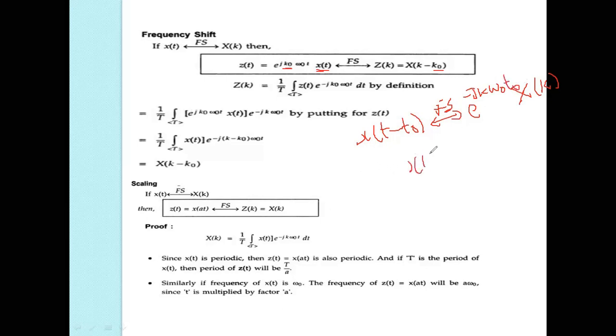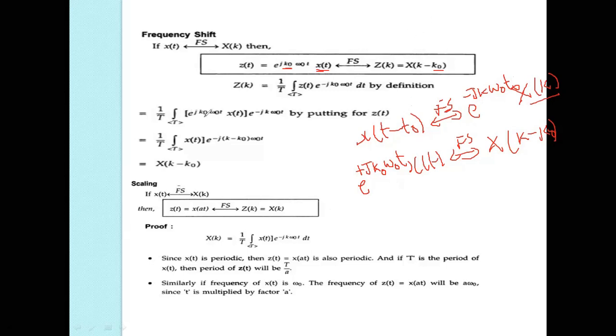Now x of t is a time signal. The Fourier series is x of k minus k naught. We get that, meaning the frequency is shifted by k naught samples. It is multiplied with the positive exponential e power j k naught omega naught t. So the time is multiplied with the positive exponential with k naught, and when the time is shifted, the frequency is multiplied with the negative exponential with t naught.